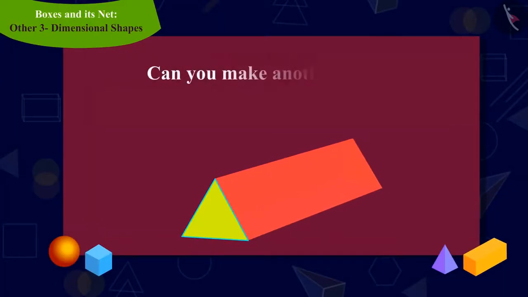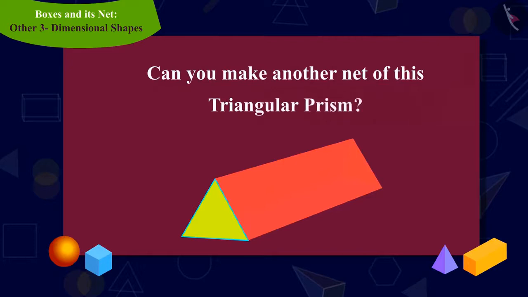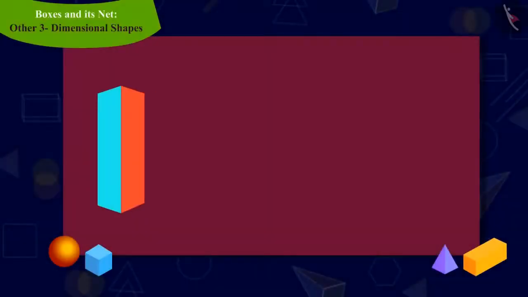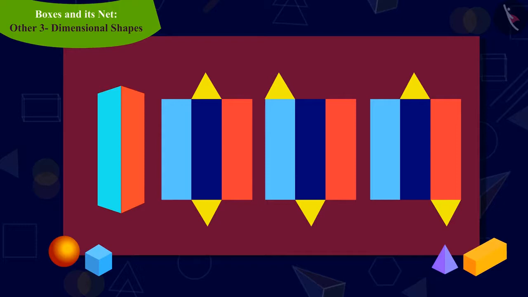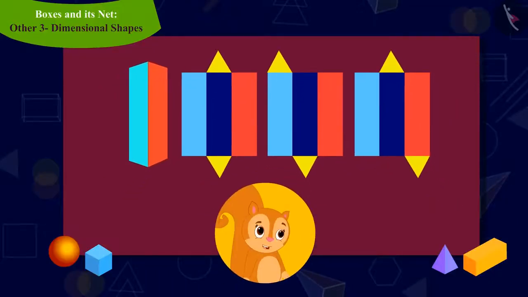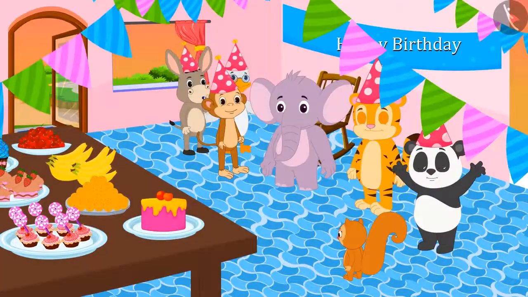Kids, can you make another shape of a net of triangular prism? You can pause the video to find the answer for this question. Well done, kids! You can also make a shape of net of a triangular prism in these ways. You solved the confusion of Chanda by making these shapes of nets. Let's see what Chanda is doing now.